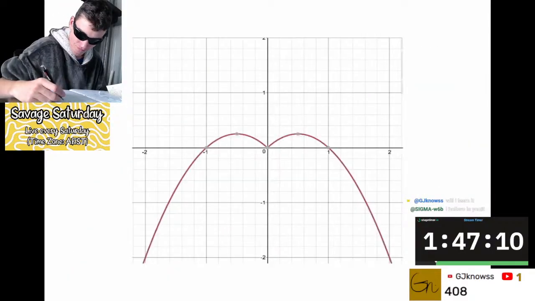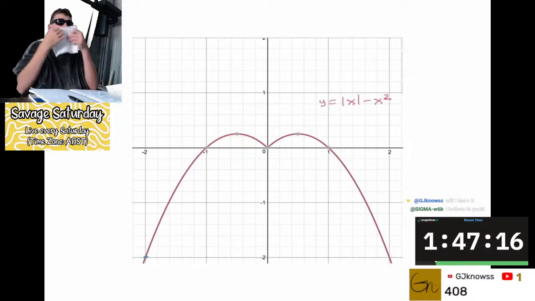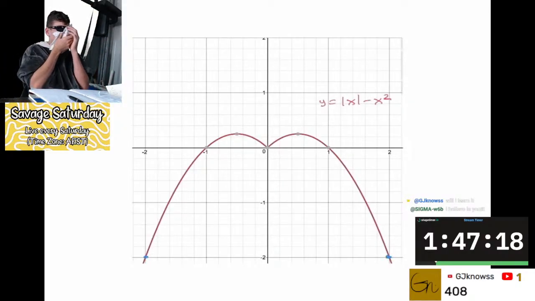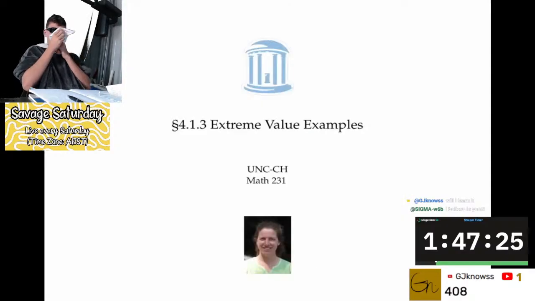So here I've graphed my function y equals absolute value of x minus x squared on the interval from negative 2 to 2. And I can see indeed that my absolute min is going to be a value of negative 2. It occurs at 2 absolute minimum points. And my absolute maximum is going to be a value of about 1/4. And that occurs at 2 absolute maximum points. And that concludes this video on finding extreme values.